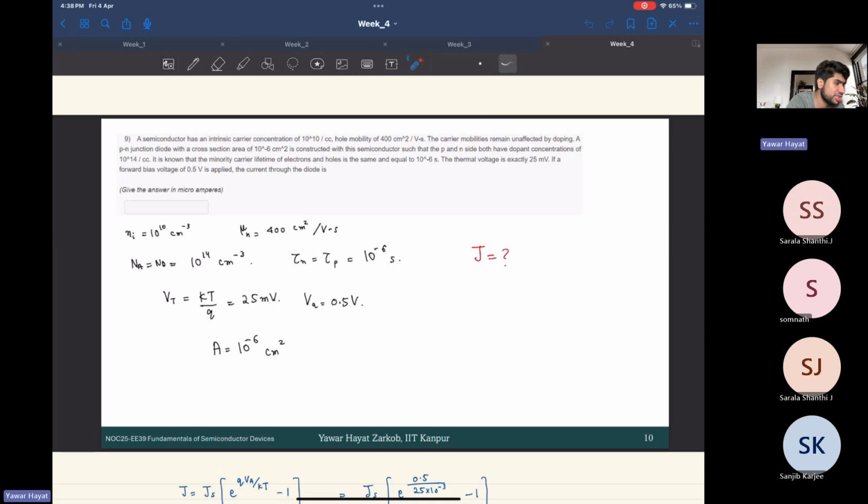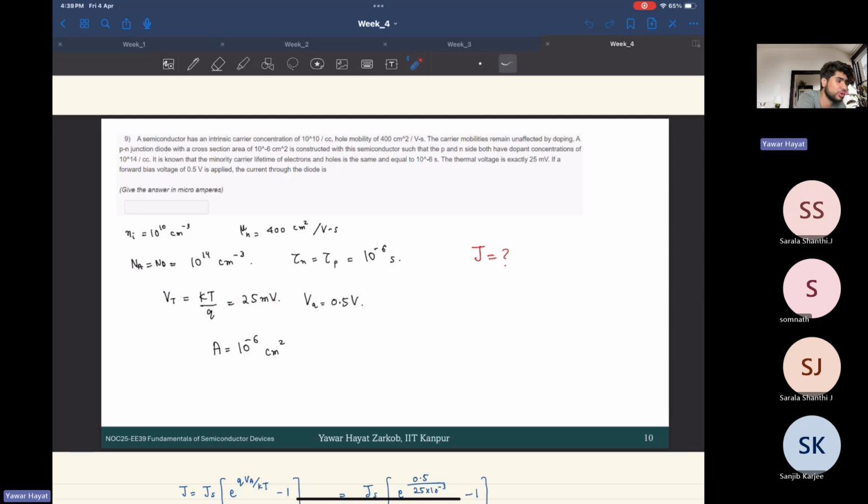A PN junction diode with a cross section area of 10 to the power minus 6 centimeter square. Remember the area, right? Area is 10 to the power minus 6 here. It's constructed with the semiconductor such that the P and N side both have dopant concentrations of 10 to the power 14. Both Na and Nd are 10 to the power 14. It's known that the minority carrier lifetime of electrons and holes is the same and is equal to 10 to the power minus 6. And the thermal voltage is exactly equal to 25 millivolts.